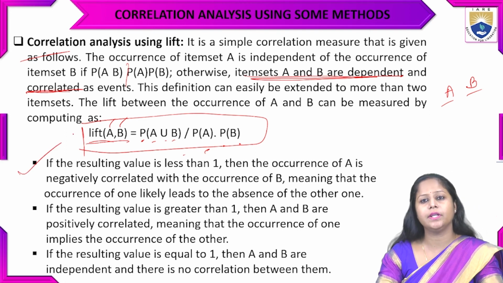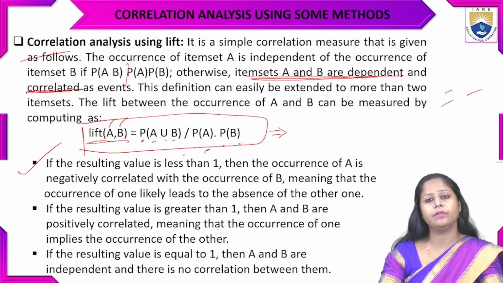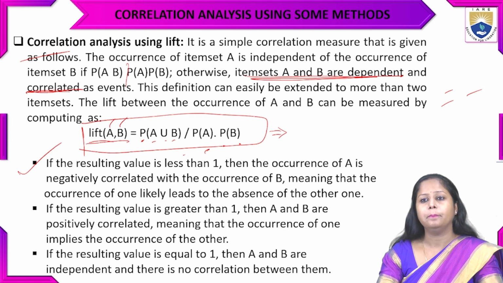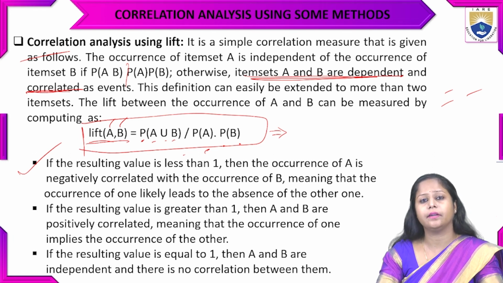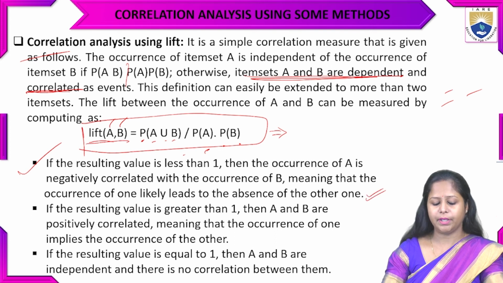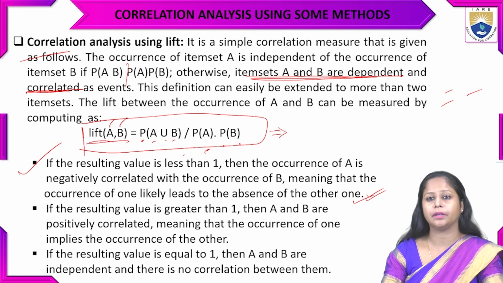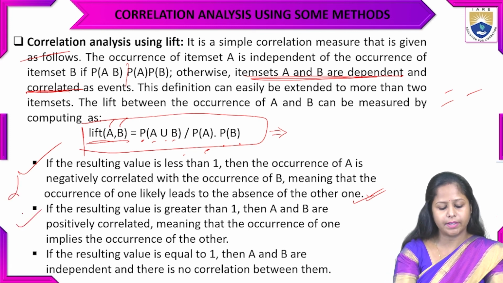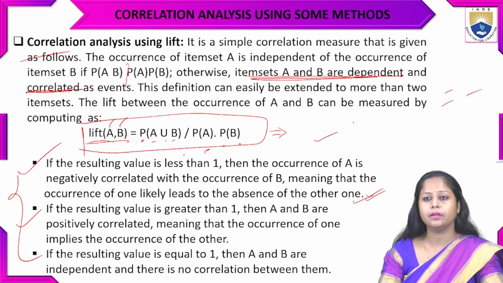So if the resulting value is less than 1, then the occurrence of A is negatively correlated with the occurrence of B, meaning that the occurrence of one likely leads to the absence of the other. That is the meaning of it: the occurrence of one likely leads to the absence of the item set B. These are the conditions we get from this formula after calculating the lift for the item sets.